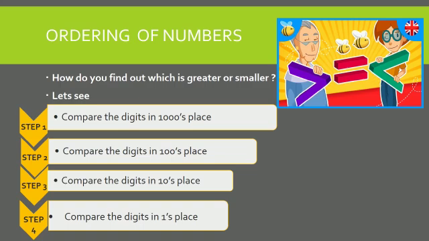Let's see. We have already learned what is a crocodile sign, that is, a greater than, less than, or equal to, isn't it? Yes. Now let's see how we can compare or order 4-digit numbers. The first step you're going to do is compare the digits in the thousands place. If the digits in the thousands place are same, then you move on to compare the numbers in the hundreds place. That's the second step. If the digits in the hundreds place are also the same, then you go on to step 3 and compare the digits in the tens place. If the digits in the tens place are also the same, then you go to step 4 and compare the digits in the ones place. So this is how you will do the ordering of numbers.